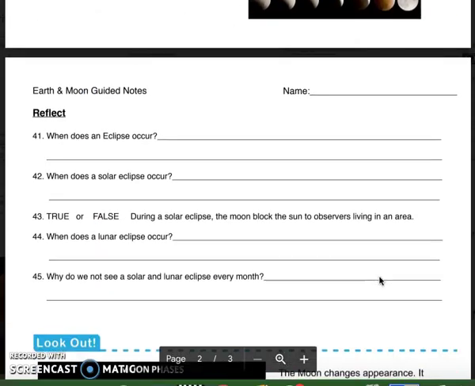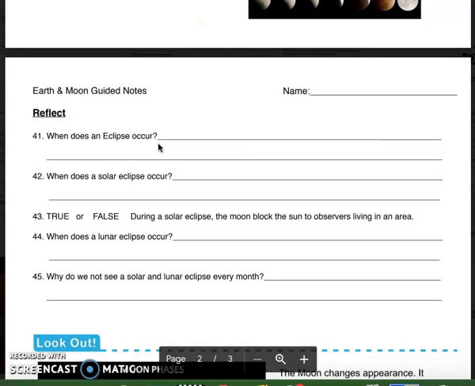All right, so here are your questions for 41 through 45. 41, when does an eclipse occur? We just read about that. Go look. 42, when does a solar eclipse occur? Go write that down.